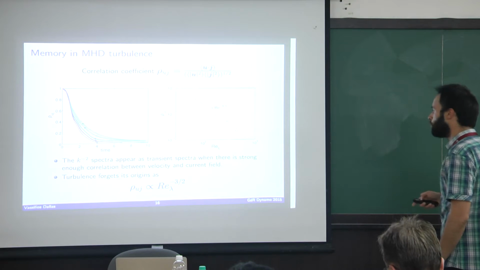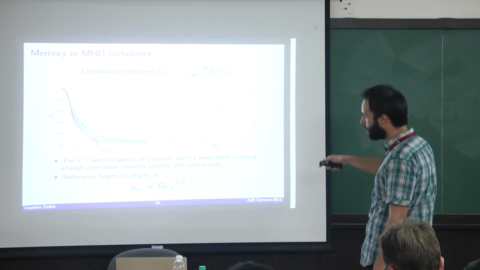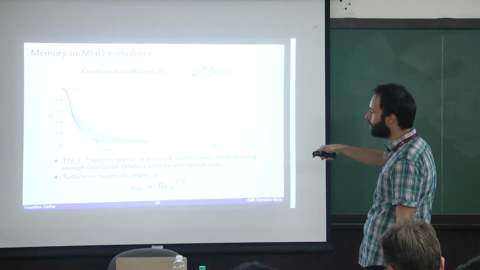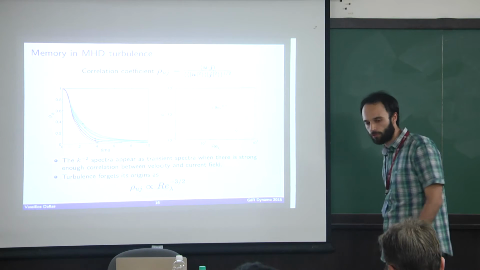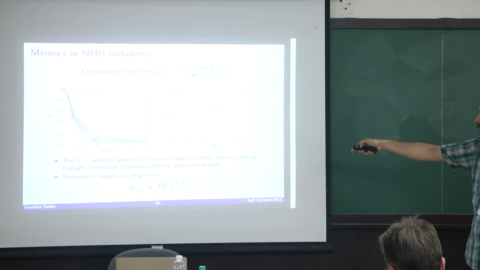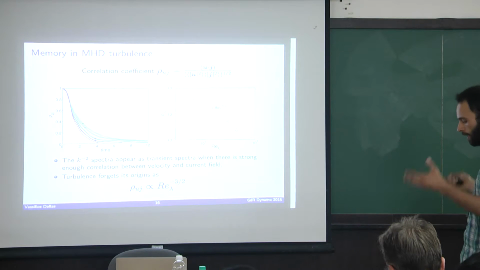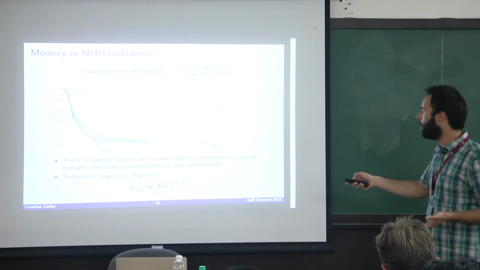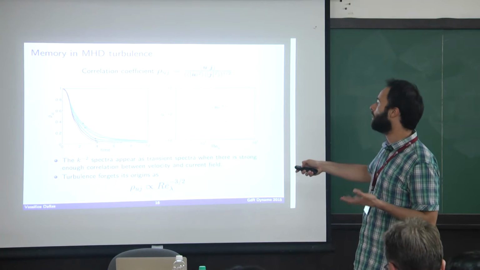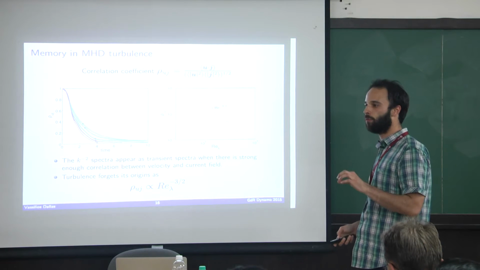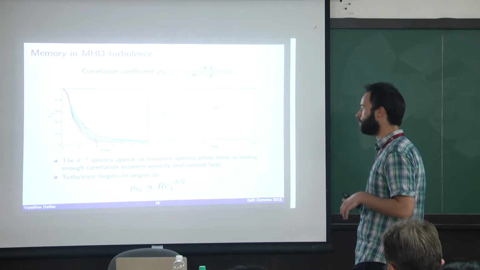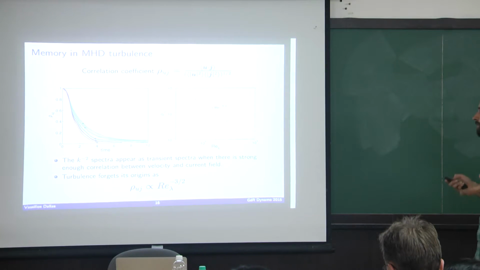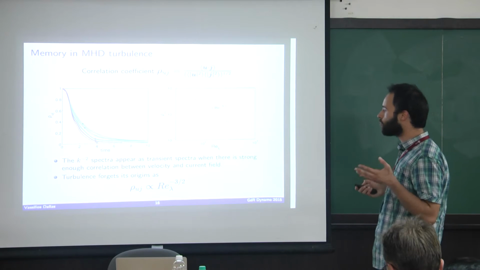As time evolves, you can see that this is for different Reynolds numbers. This is the highest Reynolds number simulation, and this is the lowest one. The green is the lowest. So as time evolves, you can see that the large-scale velocity field decorrelates from the small-scale magnetic field. And the crosses here indicate the T peak, where the dissipation is maximum, and we have the large-scale separation. So it seems that the k^-2 spectra appear as transient spectra, where there are strong enough correlations.